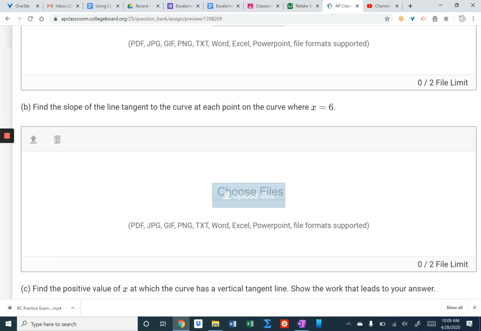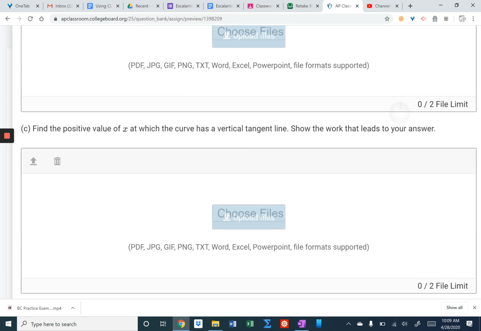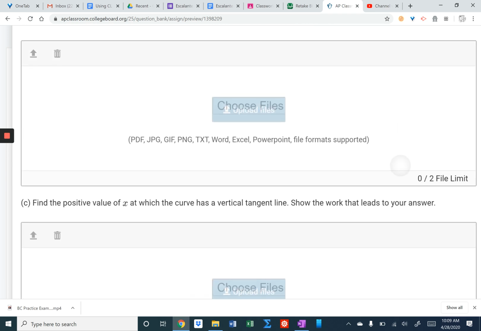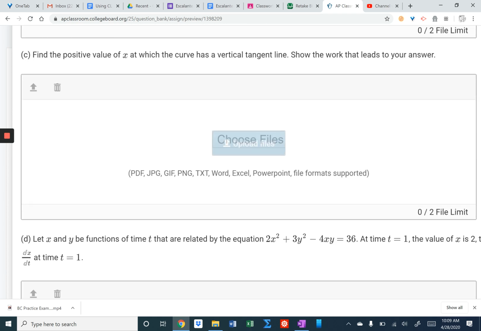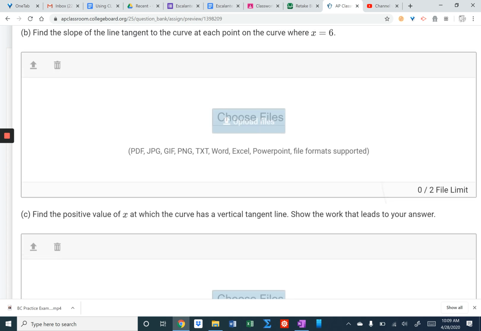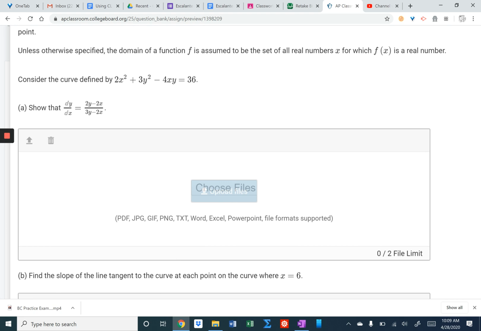And the same thing for part C, they don't want to penalize you for not being able to do part A, if they just asked you to find dy over dx. So they do this sometimes because they don't want to penalize somebody multiple times. If you can't do part A, you can still answer the rest of the questions. But in part A, you're just taking the derivative implicitly with respect to x of that equation and then doing the algebra to show what dy over dx equals.